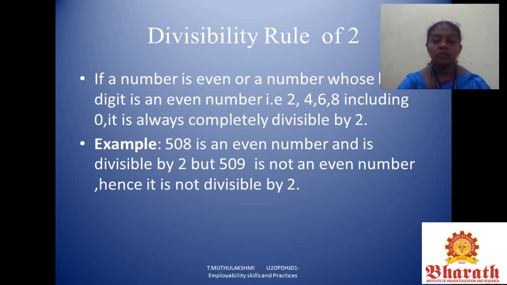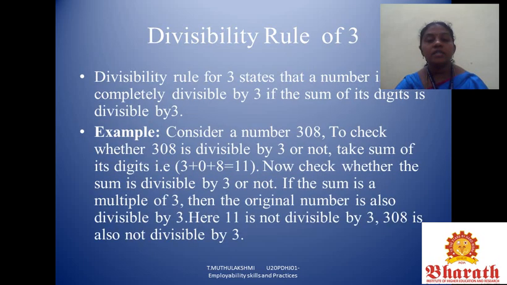So next, rule 3. The divisibility rule for 3 states that a number is completely divisible by 3 if the sum of its digits is divisible by 3. For example, consider a number 308. To check whether 308 is divisible by 3 or not, take the sum of its digits, that is 3 plus 0 plus 8 equal to 11.